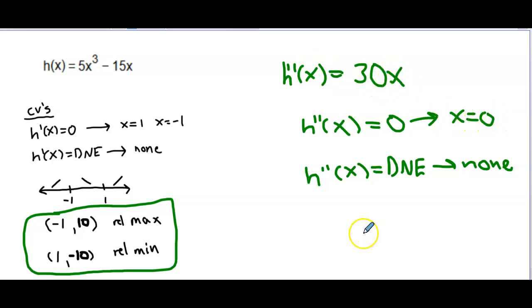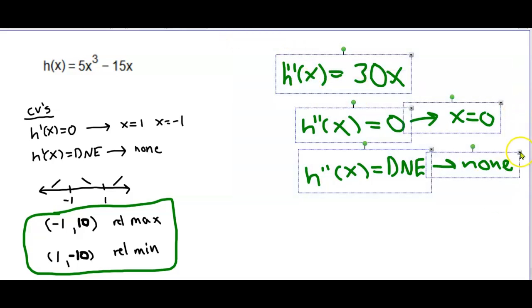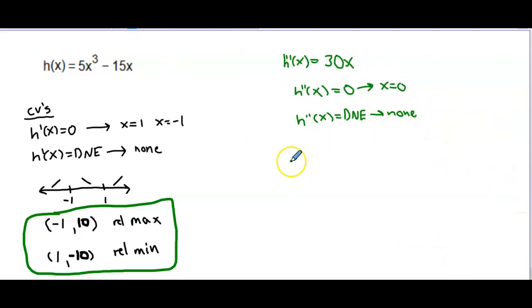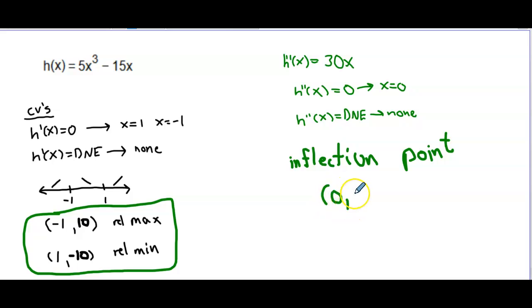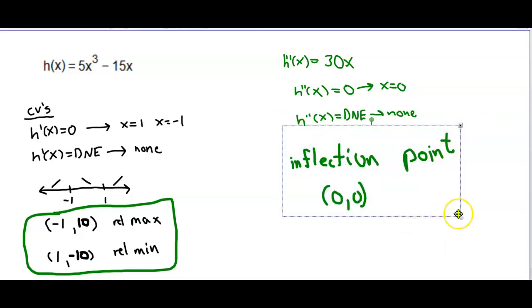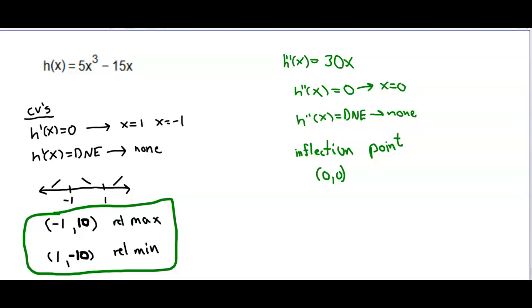30 times 0 will give us 0. So the second derivative equals 0 at x equals 0, and we can call that the inflection point. So we have an inflection point at x equals 0. And if we were to plug that into the original function, we can see you get a 0 as an output. So the inflection point is (0, 0). And the only thing left to do is to define the intervals of concavity.